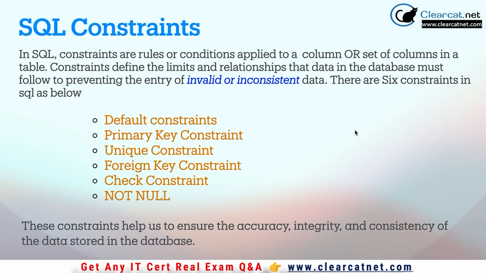There are 6 constraints in SQL as below: default, primary key, unique key, foreign key, check constraint, not null. These constraints help us to ensure the accuracy, integrity, and consistency of the data stored in our database. In upcoming slides I am going to explain all these constraints one by one with real world examples on SQL Server. Let's jump into the first one, the default constraint.